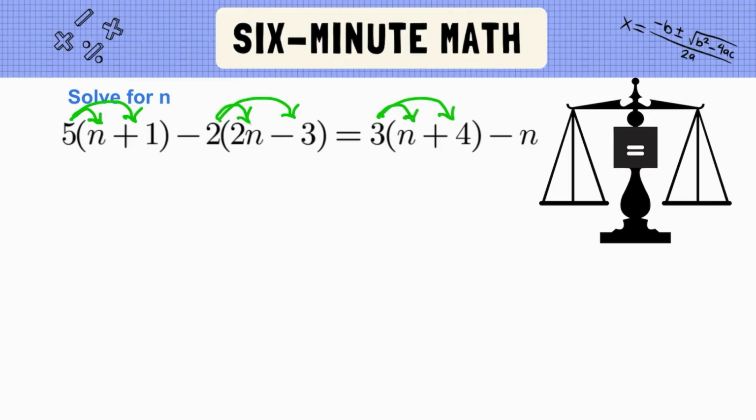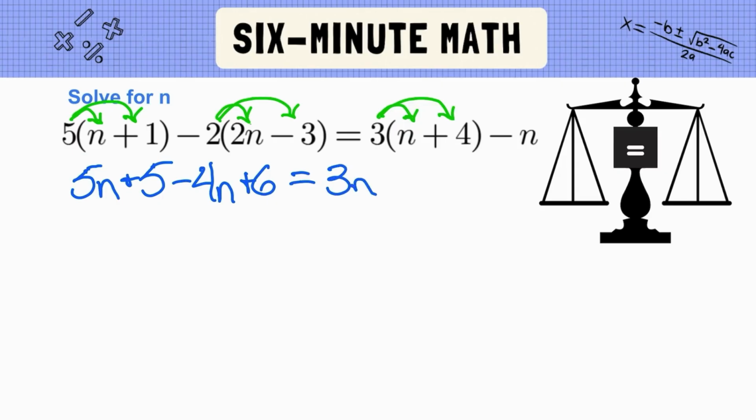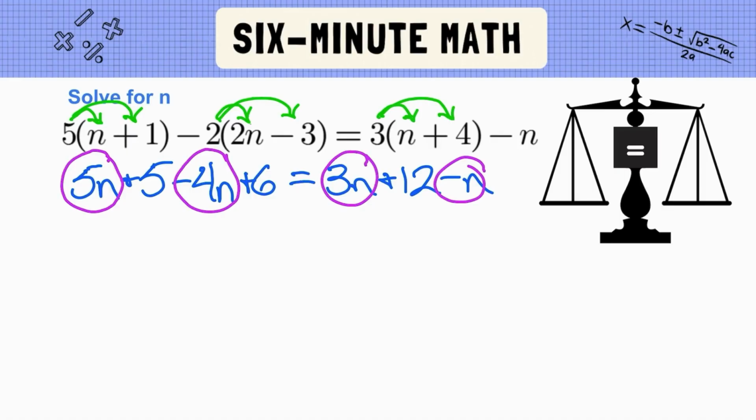If you can do this problem on your own, you are in great shape for solving equations. So we have 5n plus 5 minus 4n plus 6, and that is going to equal 3n plus 12 minus n. I'm going to combine my like terms on each side of my equal sign. So there's my variables I'm going to combine, and then I'm going to combine my constants on the left-hand side.